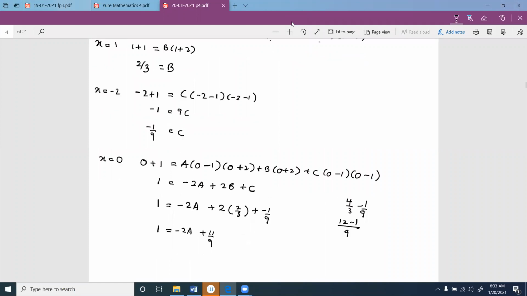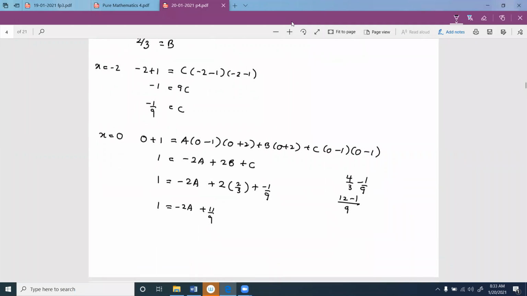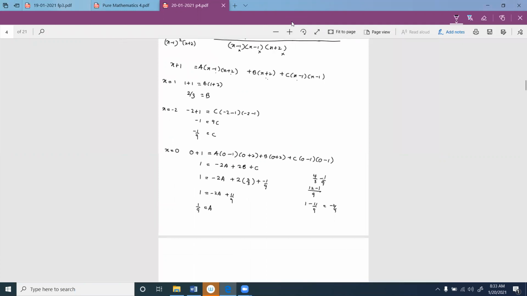If you bring it to the other side, it turns into 1 minus 11 over 9, which equals minus 2 over 9. Minus 2 over 9 divided by minus 2 is 1 over 9. So that is the answer for A, right? Then simply you can write your answer in this format.